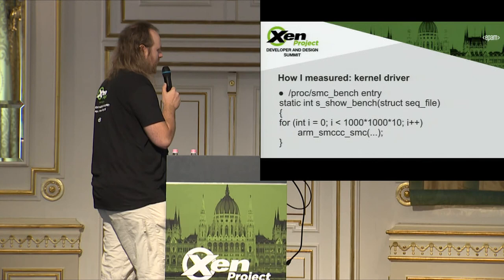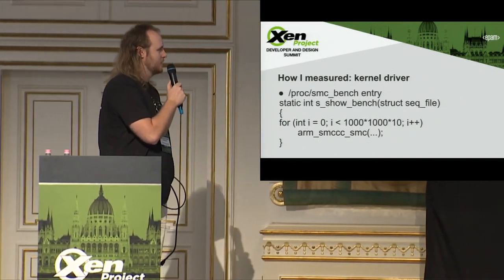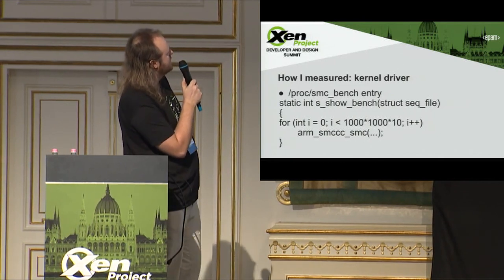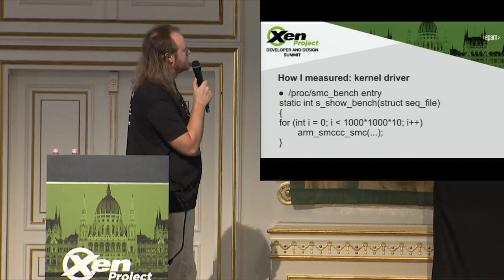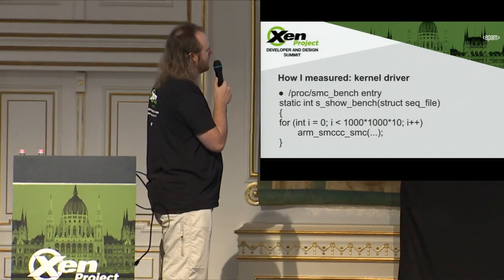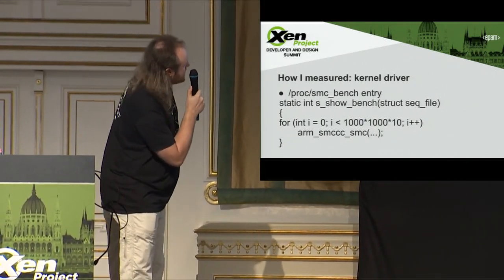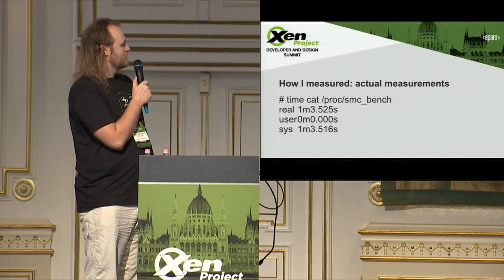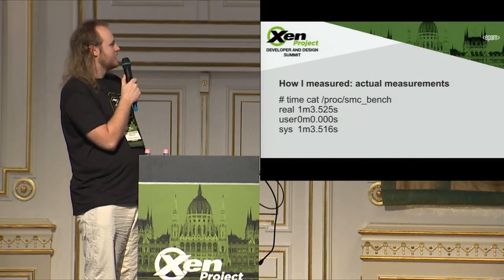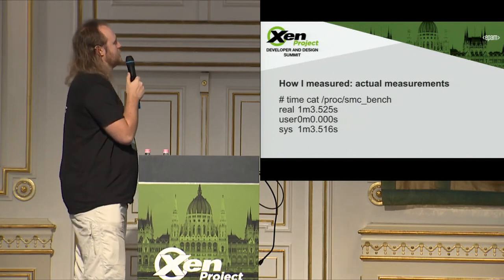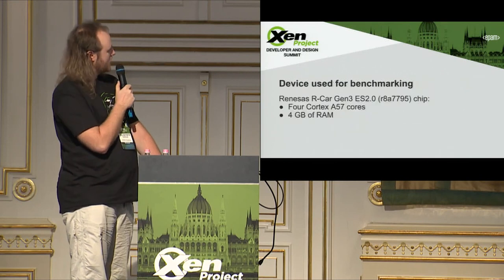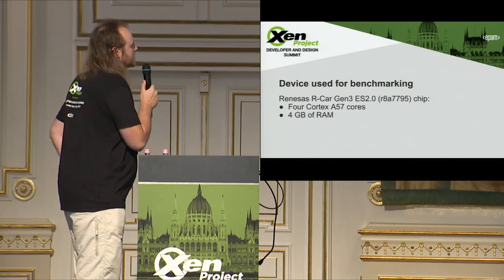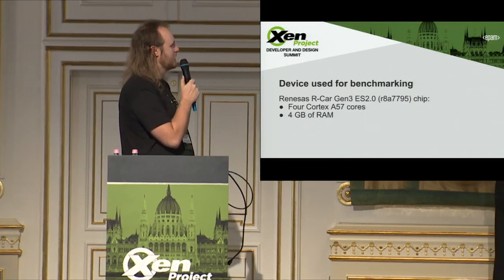Also, I needed a kernel driver to call this SMC instruction, so I created a very simple one. It adds a new proc entry SMC branch, and when you try to read from this proc entry, it calls the SMC instruction 10 million times. To measure time, I just read from that proc entry and get some results. And yes, I use the Renesas H3 platform with 4 Cortex A57 cores and 4 gigabytes of RAM.